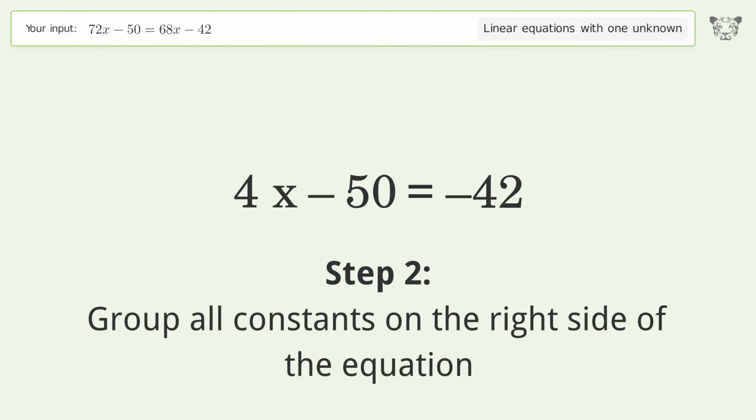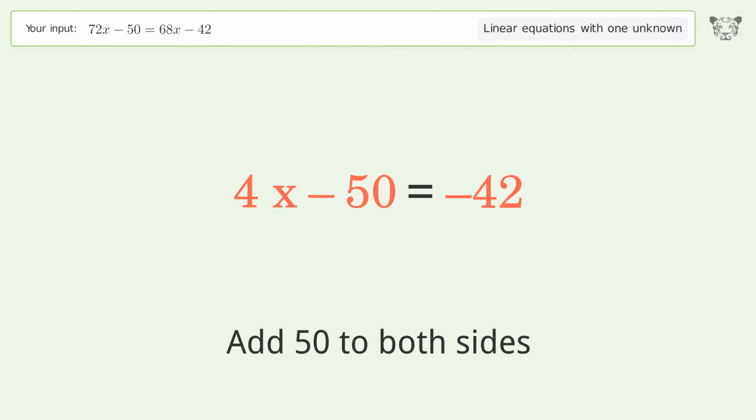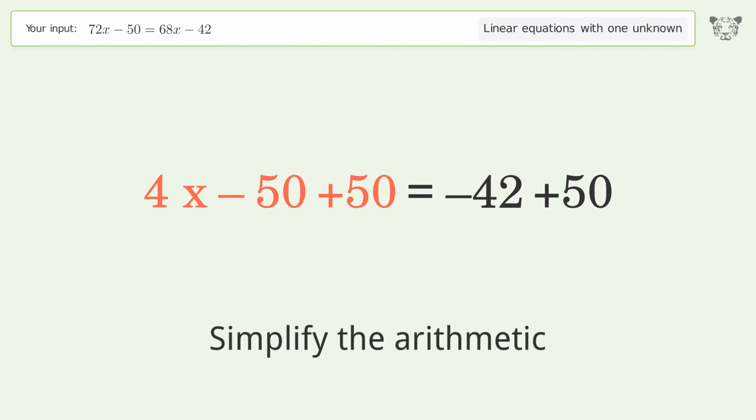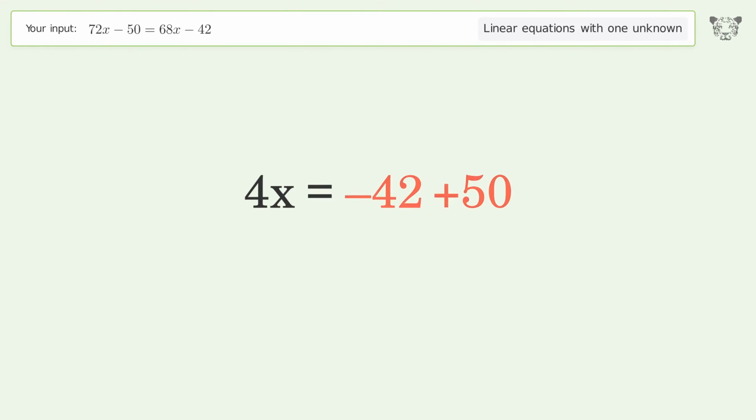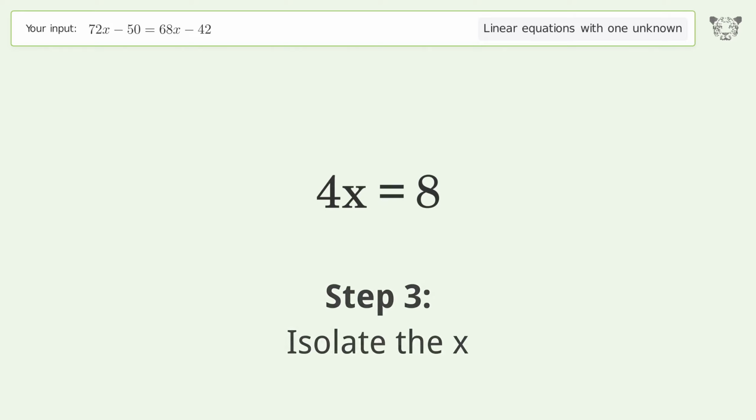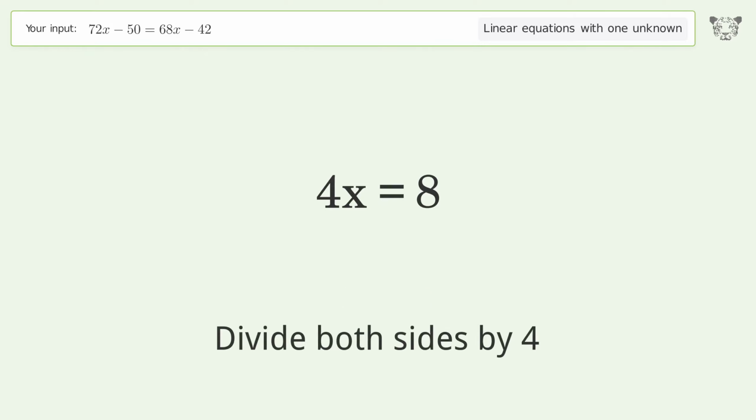Group all constants on the right side of the equation. Add 50 to both sides. Simplify the arithmetic. Isolate the x. Divide both sides by 4.